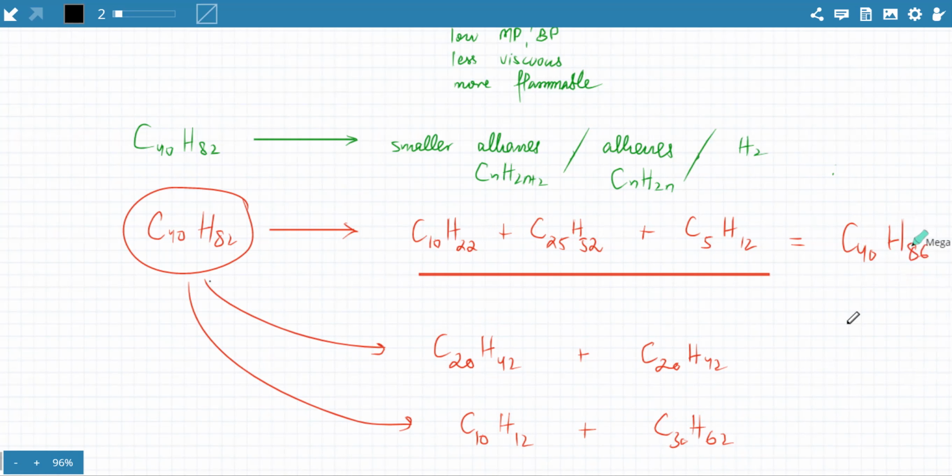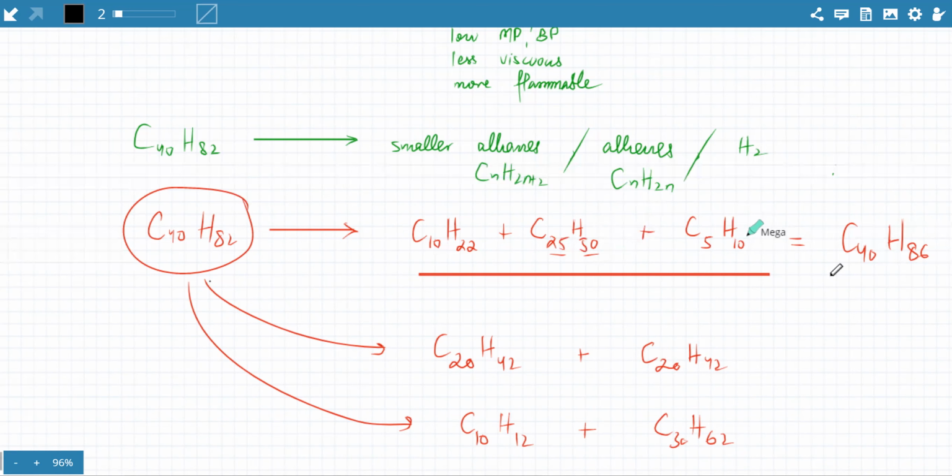So this means that the number of hydrogens should be lesser, because you can't get more hydrogens if the original molecule had fewer hydrogens. So you can't have all of them be alkanes. Make some of them alkenes. So let's say I make this an alkene. The general formula of alkene is CnH2n, so it would be 25 and this would be 50. And I'm going to convert this into an alkene as well. It's my choice. I'm going to convert any molecule I wish into an alkene.